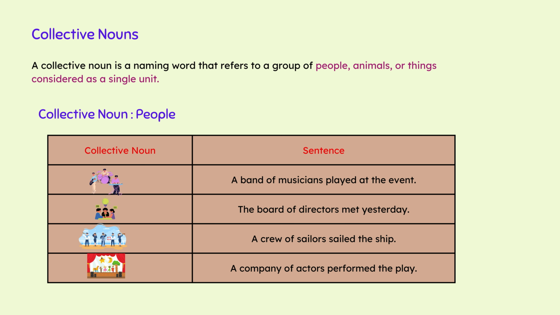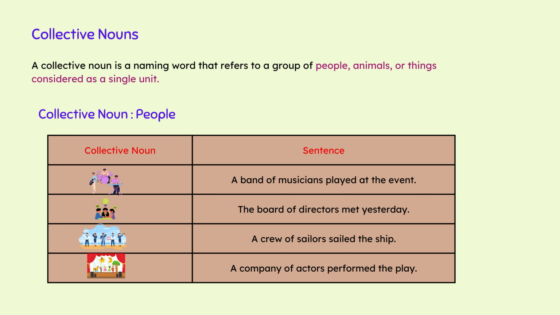Let's see some examples of collective nouns used for groups of people. A band of musicians played at the event. Band refers to a group of people who perform music together. The board of directors met yesterday. Board is used for a group of decision makers or leaders in a company.